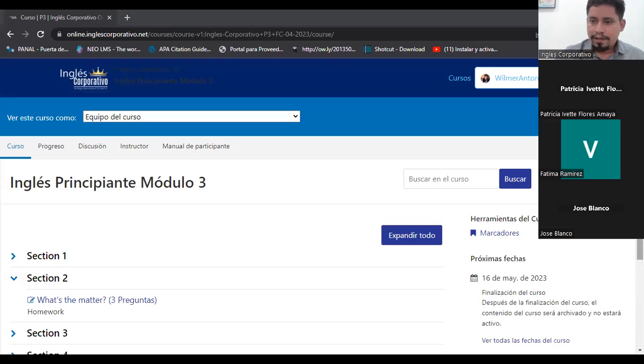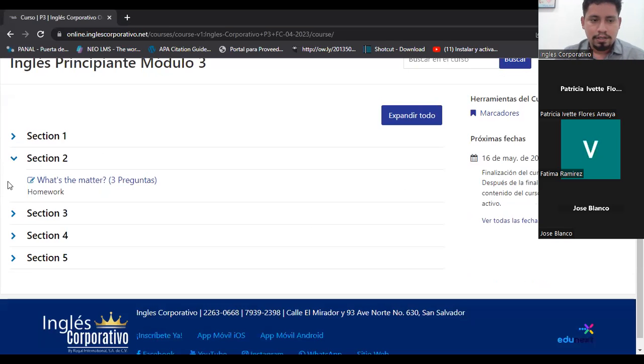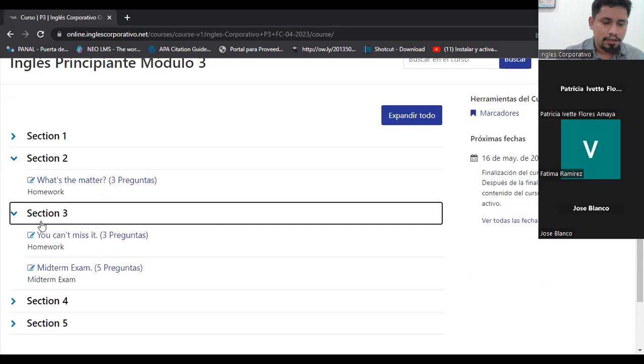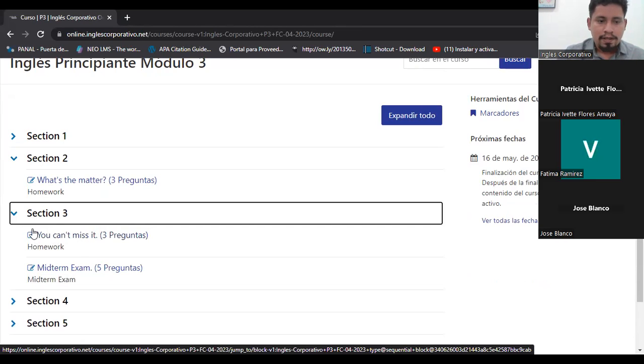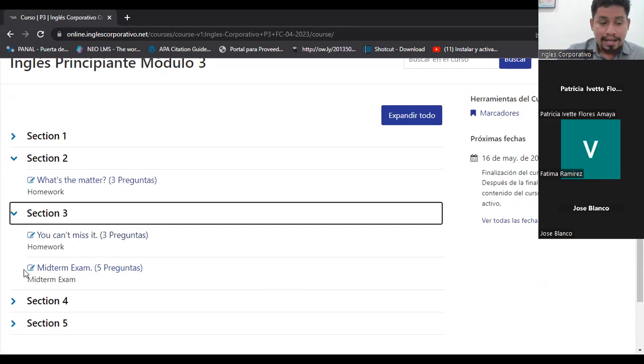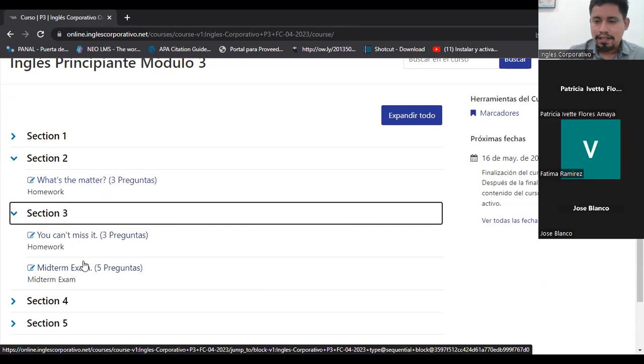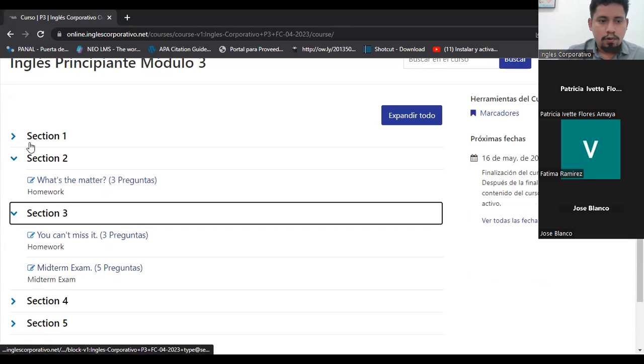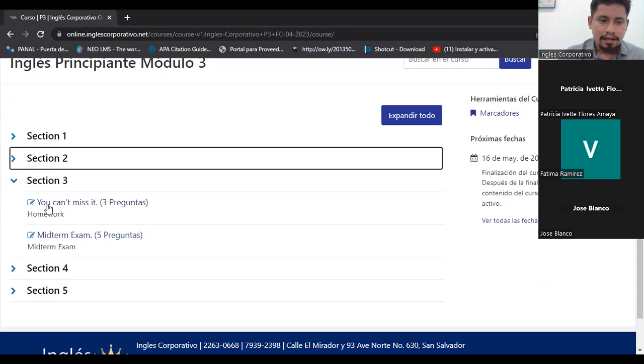Okay, we already completed section number two, so we're going to move on to section number three. Here in section number three, you're going to see that we have a midterm exam. This is an activity that we have to complete for all sections, section one, two, and three. There we're going to review some topics that we have been working on. And also this is going to be our first exam.